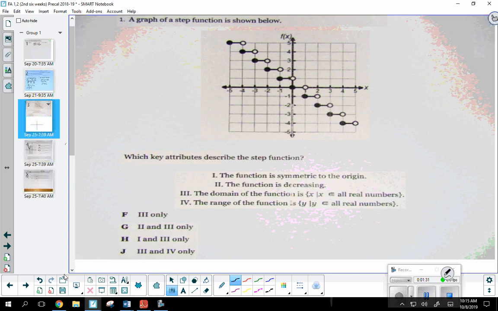It says a graph of a step function is shown below. Which key attributes describe the step function? So really, you're just looking at these 4 statements here, trying to figure out which ones are true and false, and then using that to pick your answer, F, G, H, or J. Does anybody believe they know what the final answer is? F, G, H, or J? Philip, what do you think?